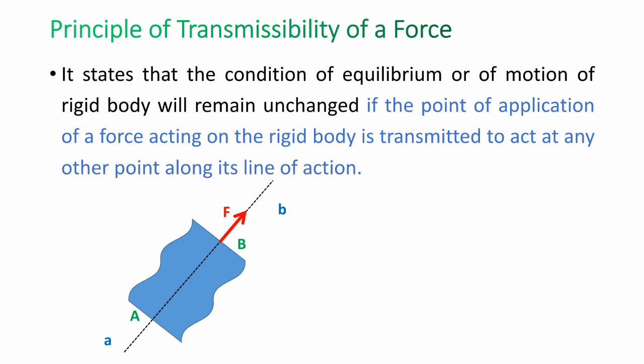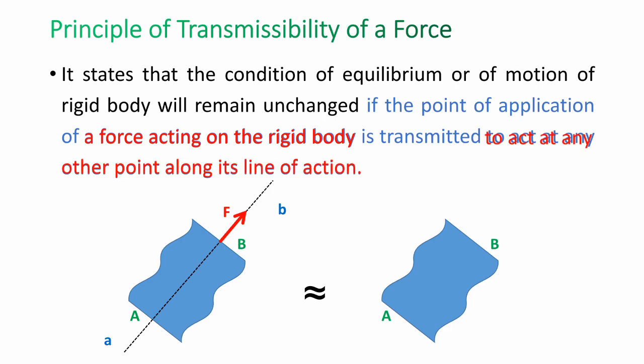But as per our definition, the condition of equilibrium or motion of a rigid body will remain unchanged even though we shift the force from B to A. So we conclude that point here. In the same body AB, the force acts at another point along its line of action. The force at B is shifted to another point along the line of action, so I take the force at A. That means the force at B is shifted to the point A in the line of action.